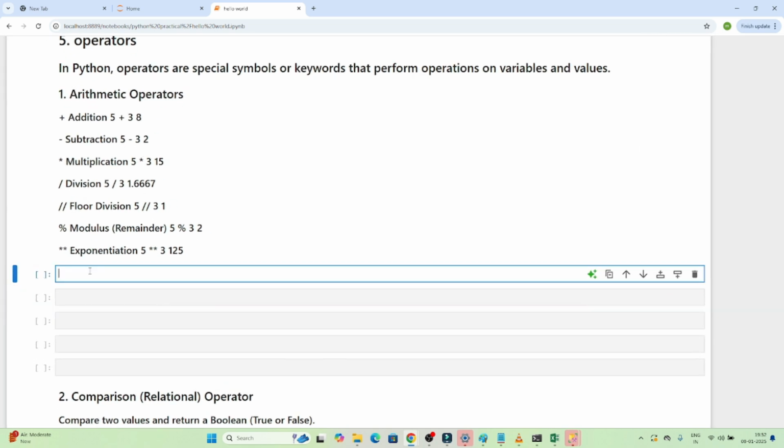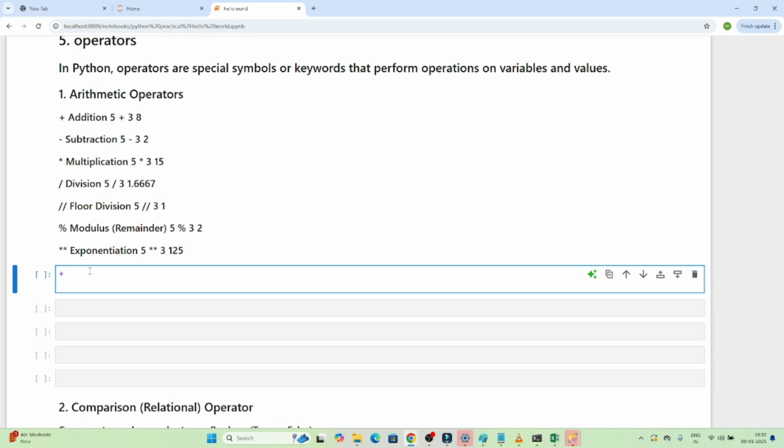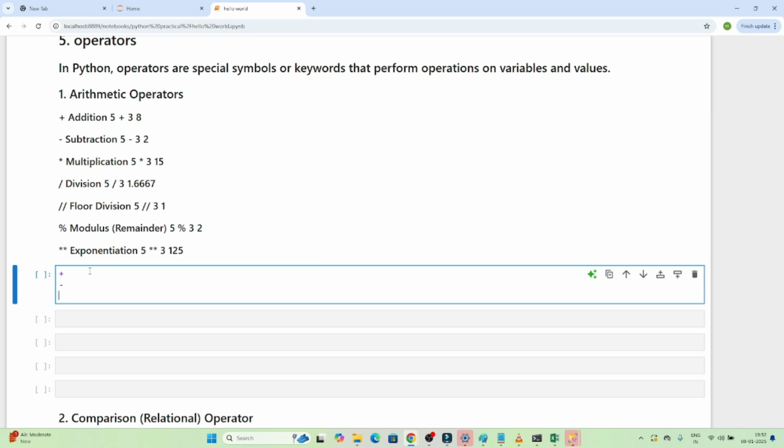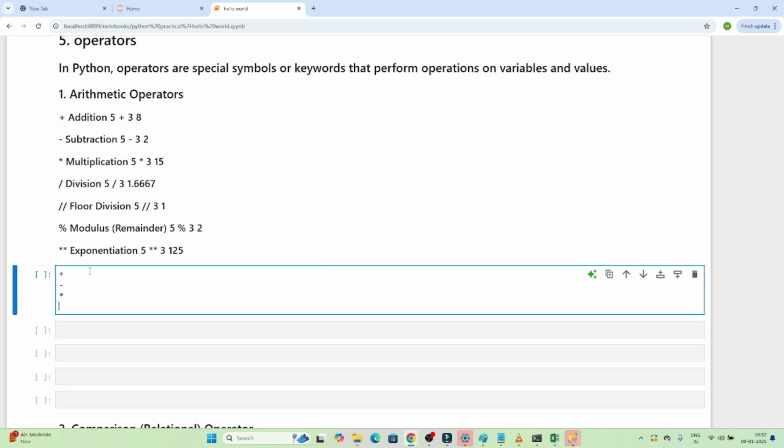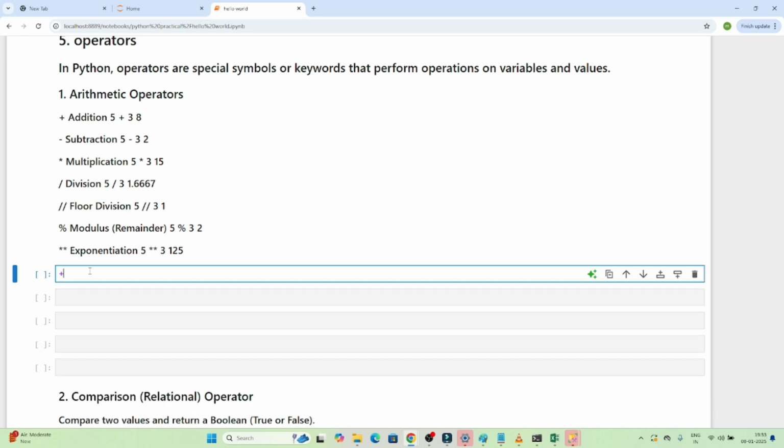Suppose you had to do an addition, then what will you use? You will use a plus symbol, right? So this is nothing but one operator. If you had to subtract, then you will use a minus. If you had to multiply, then you will use a star. If you have to do a division, then you will use this symbol. These are the operators we have.